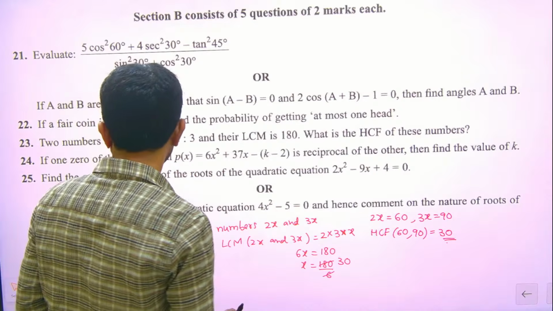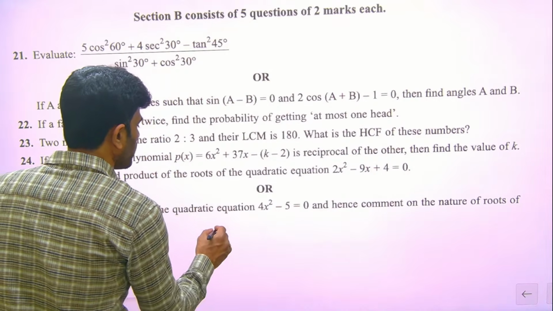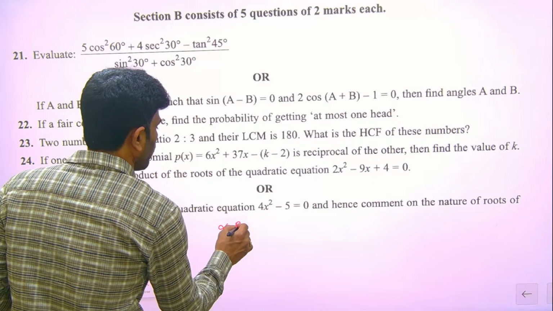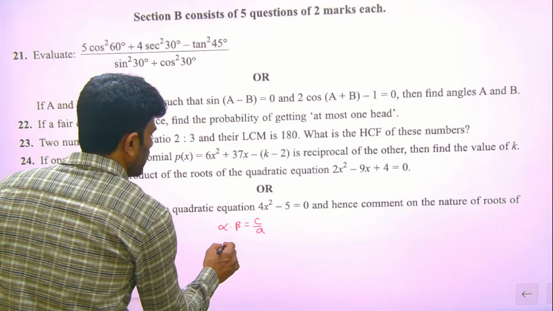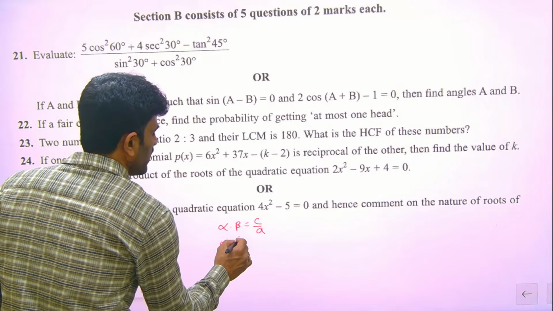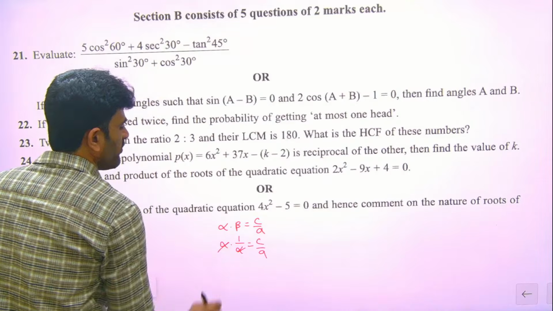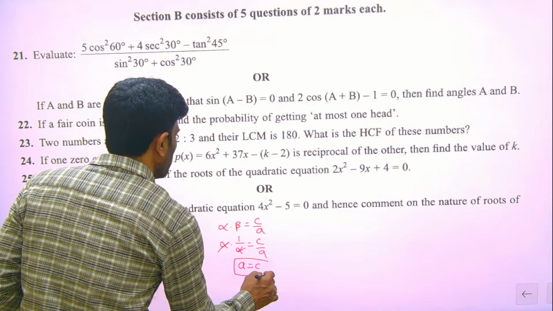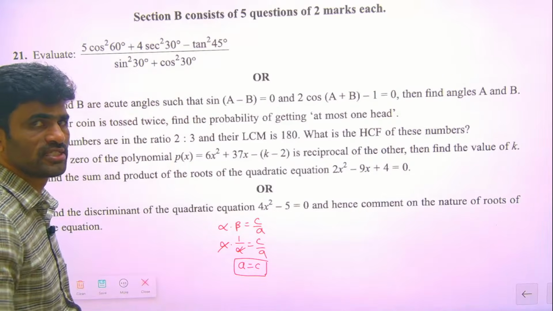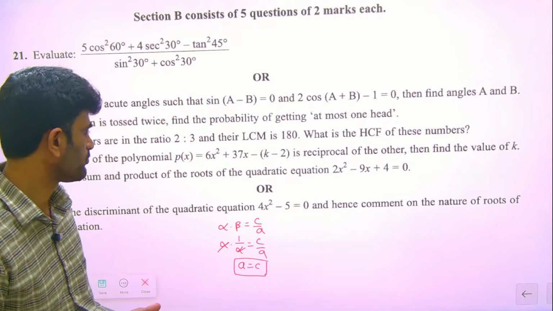Do you remember I explained one concept? Whenever they say one zero is the reciprocal of the other, we take this concept: alpha into beta is equal to c by a. Here one is the reciprocal of the other means beta we will take as 1 by alpha. So in this case what happens? Alpha will be cancelled. Then we get a is equal to c. You have to remember this point. Whenever one zero is the reciprocal of the other zero, a will be equal to c.